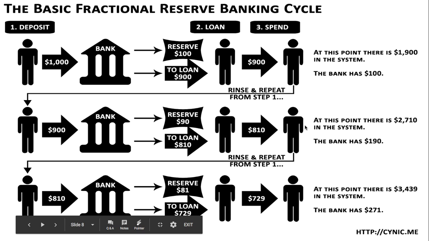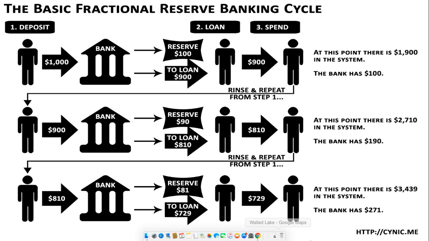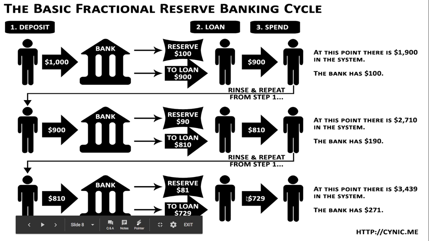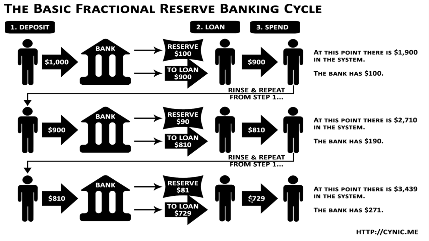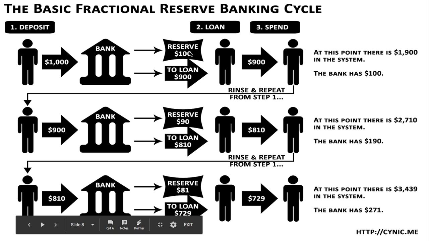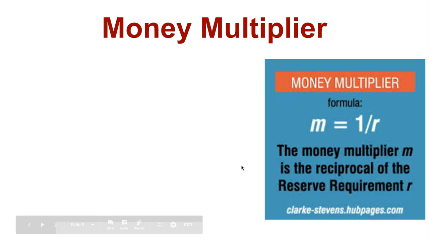810 then gets spent. The person who receives it puts it in their bank. Their bank holds a reserve of 81, loans out $729. $729 gets spent to somebody else, and so on, ongoing until this dollar amount right here finally hits zero. This creates a tremendous amount of money in the economy because the reserve ratio is so low. This number remains high, and we can loan out that same amount of money over and over again. This is called the money multiplier.